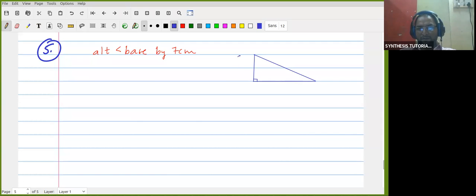Now this is my altitude and this is my base. Now tell me, how should I approach the problem? This information is given. This is 13 centimeters, hypotenuse. Tell me.